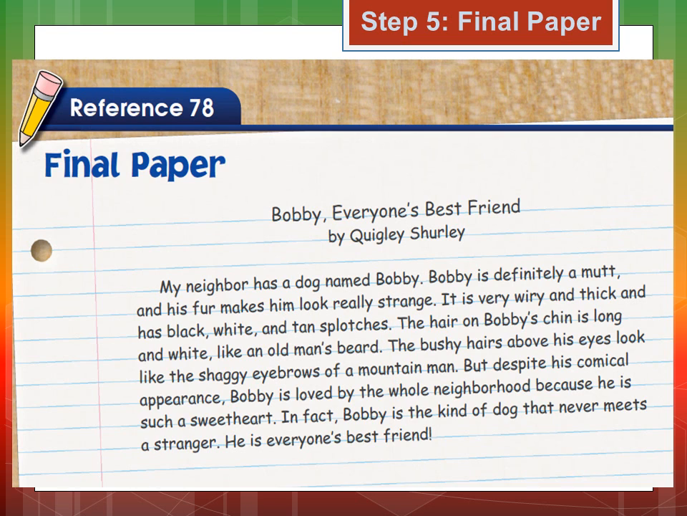Bobby, Everyone's Best Friend, by Quigley Shurley. My neighbor has a dog named Bobby. Bobby is definitely a mutt, and his fur makes him look really strange. It is very wiry and thick and has black, white, and tan splotches. The hair on Bobby's chin is long and white, like an old man's beard. The bushy hairs above his eyes look like the shaggy eyebrows of a mountain man. But despite his comical appearance, Bobby is loved by the whole neighborhood because he is such a sweetheart. In fact, Bobby is the kind of dog that never meets a stranger. He is everyone's best friend.